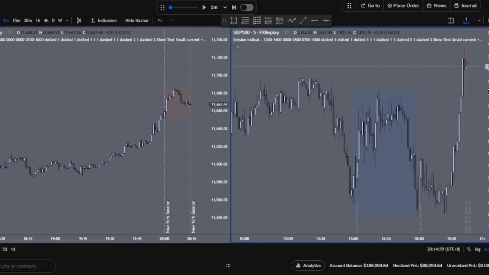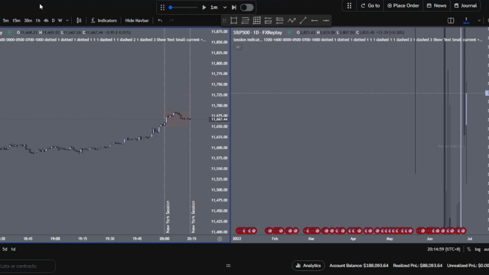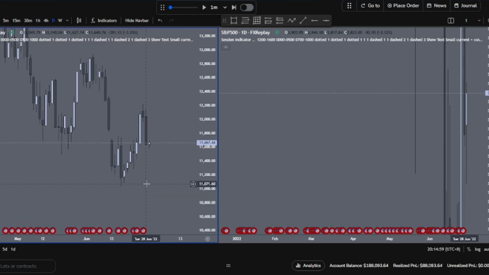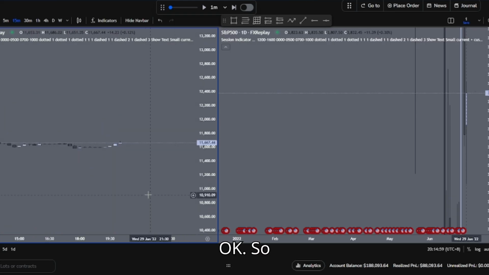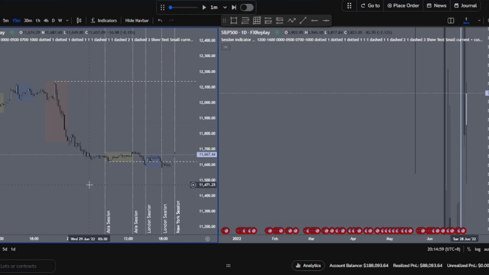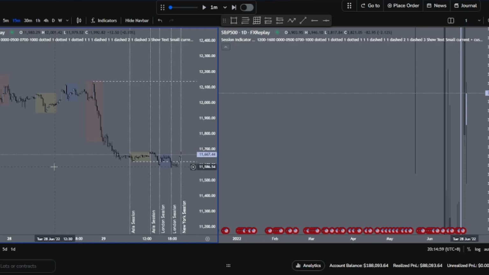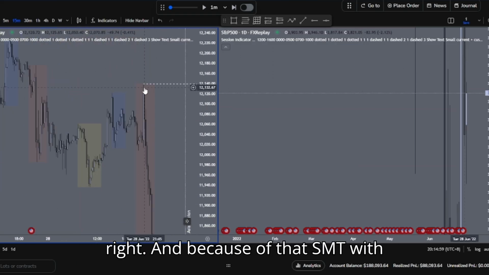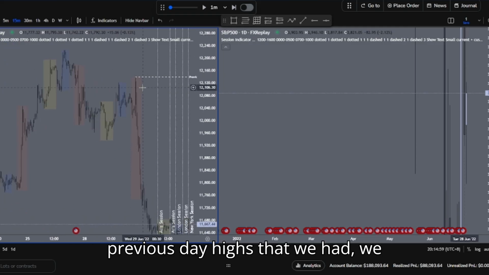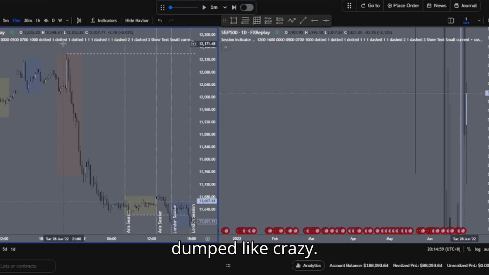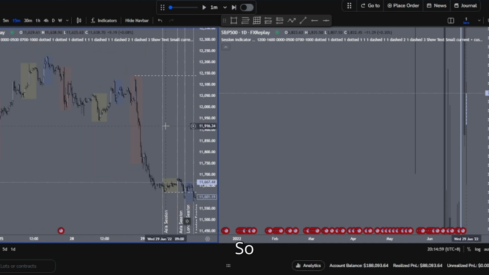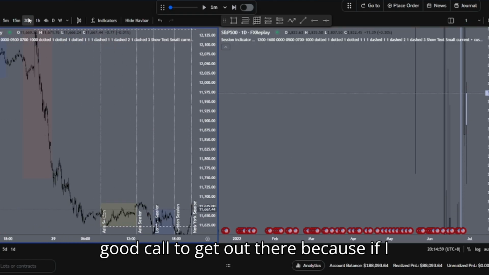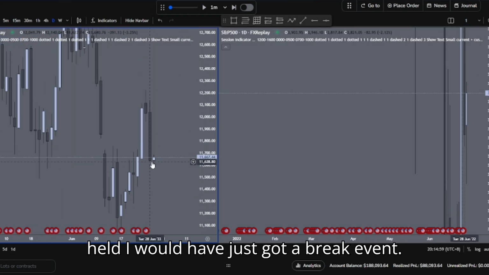Drawings. Okay, so I guess this is a good example actually to show you. See how I closed? I think somewhere here, right? And because of that SMT with previous day highs that we had, we dumped like crazy. So good call to get out there, because if I held I would have just gotten break even.